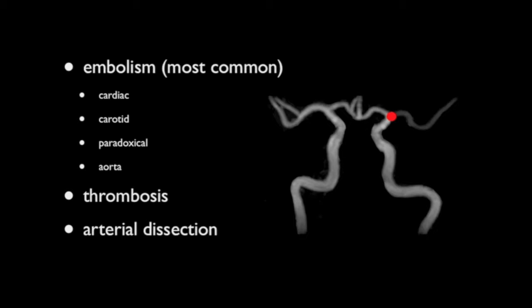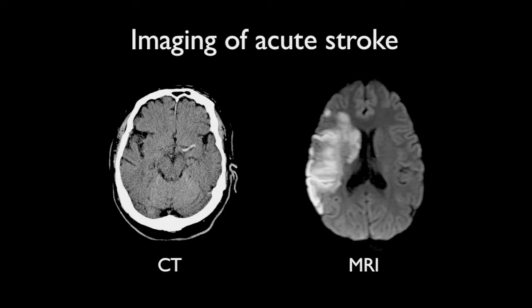arterial dissection. Imaging of acute stroke is performed either with CT or MRI. The majority of imaging of acute strokes is performed with CT, although MRI is in fact more sensitive. The reason for this is mainly to do with availability of MRI and the ability to get a patient in and out of the CT scanner rapidly without the concern for MRI-compatible resuscitation equipment.